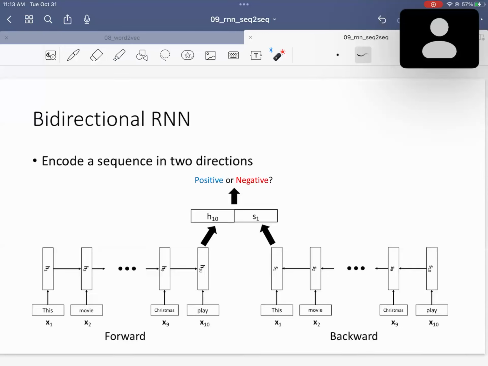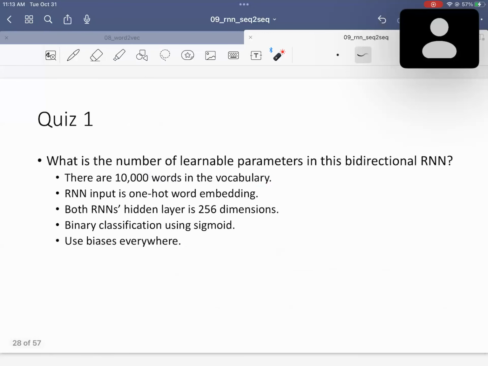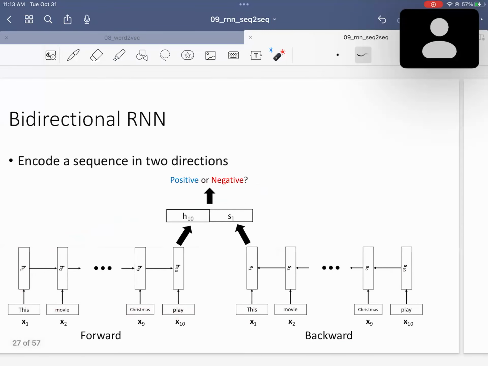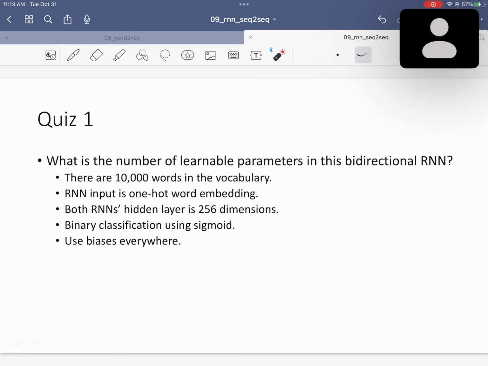Okay, so quiz 1. What is the number of learnable parameters in this bidirectional RNN? Assume that there are 10,000 words in the vocabulary, and the RNN input is a one-hot word embedding, so there's no lookup table. Both RNNs, forward and backward, have a hidden layer of 256 dimensions, and the binary classification uses sigmoid, not softmax. You should count biases everywhere. As long as there are learnable parameters, there should be a bias.